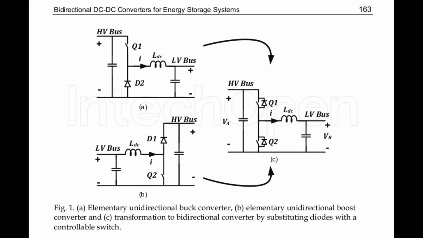Here power can be exchanged between the high voltage bus and the low voltage bus. That is, the high voltage bus can transfer power to the low voltage bus. Similarly, the low voltage bus can transfer power to the high voltage bus. When the high voltage bus is transferring power to the low voltage bus, this will be working as a buck converter. Switch Q2 will be off and the diode will be conducting.